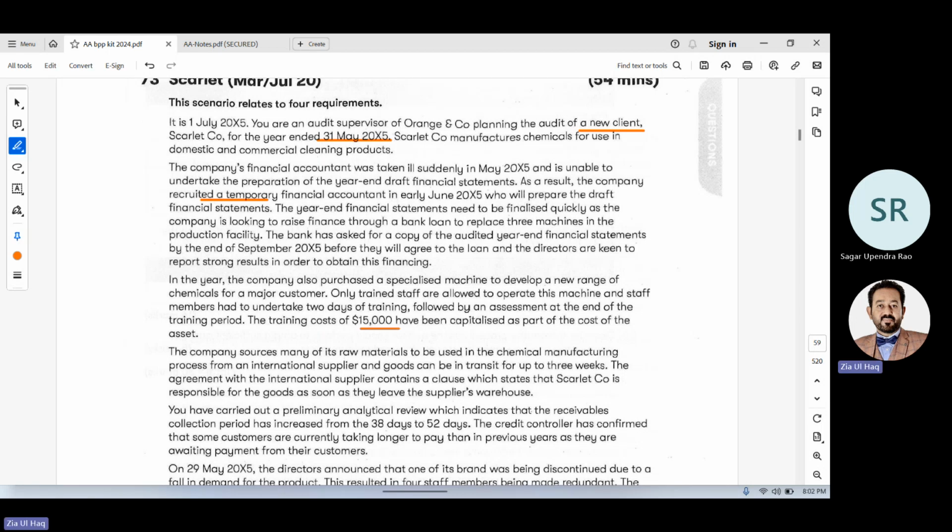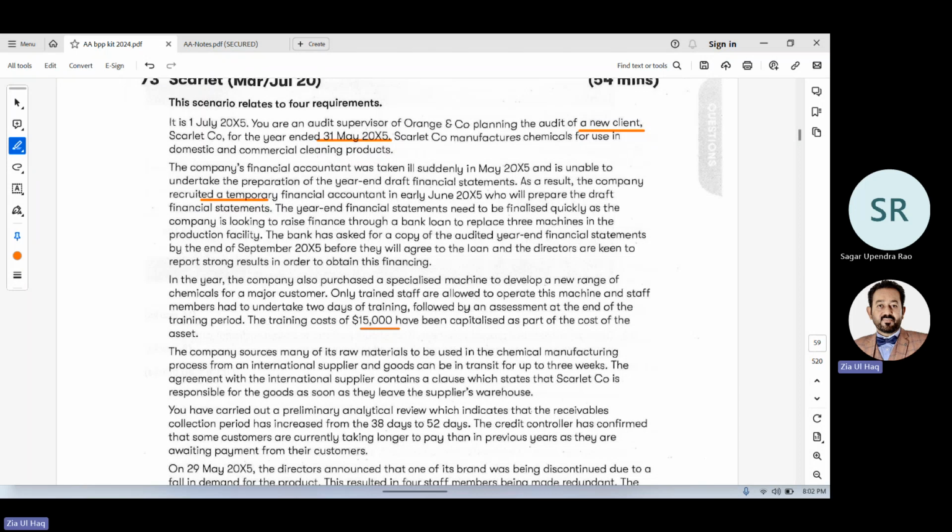For IAS 16, training cost should be treated as an expense rather than capitalized. It should be treated as revenue expenditure rather than capital expenditure. By adding training cost to the asset instead of charging it as an expense, there are chances that asset and profit could be overstated and expenses understated. Training cost should be expensed out rather than capitalized to the asset cost.